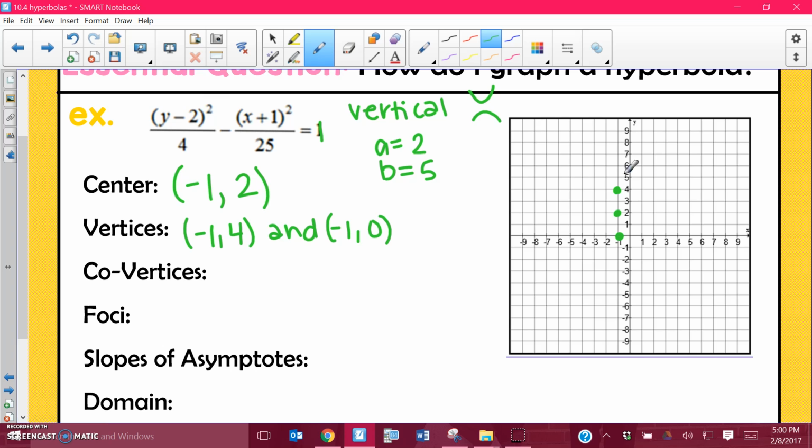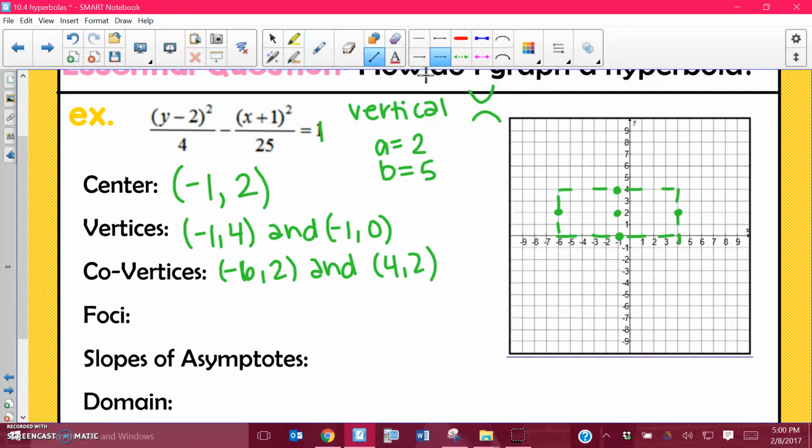My co-vertices, the ones that are helping me plot my box, are going to be 5 away from the center. So 1, 2, 3, 4, 5. And so those points are at -6, 2 and 4, 2. And now I'm going to go ahead and make my box. Remember, my box isn't part of my graph at all. It's just helping me get those guidelines so I can draw my hyperbola correctly. Okay, next thing I'm going to do is throw those asymptotes on the graph.